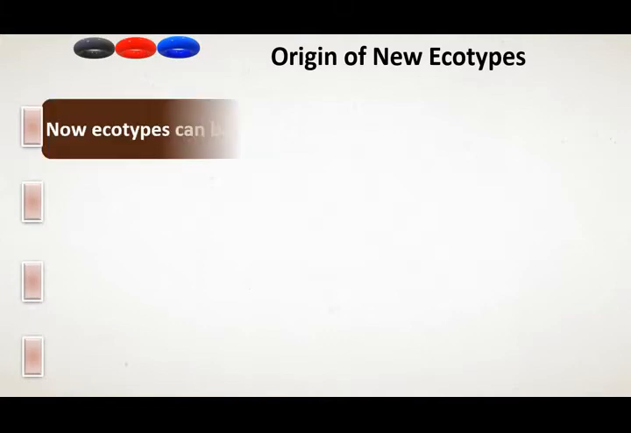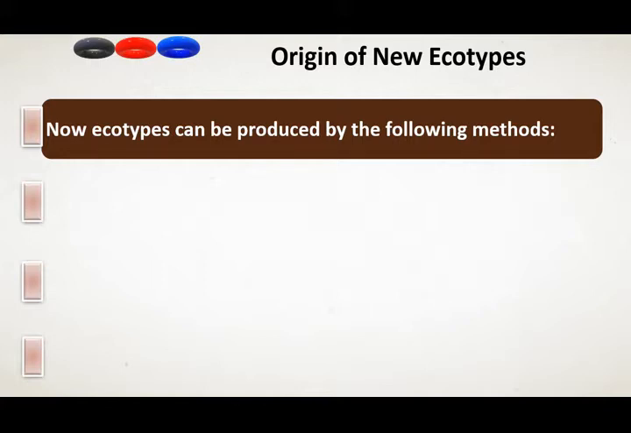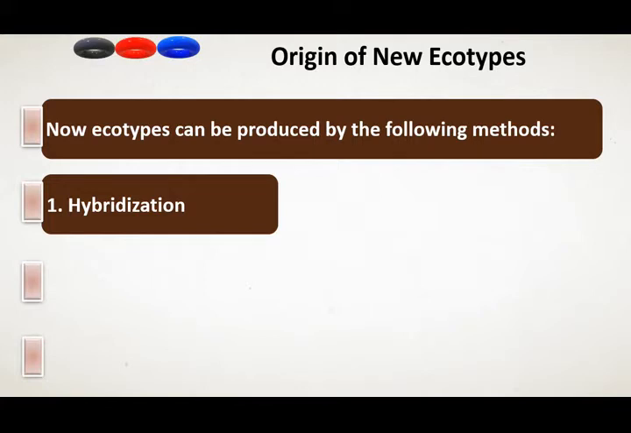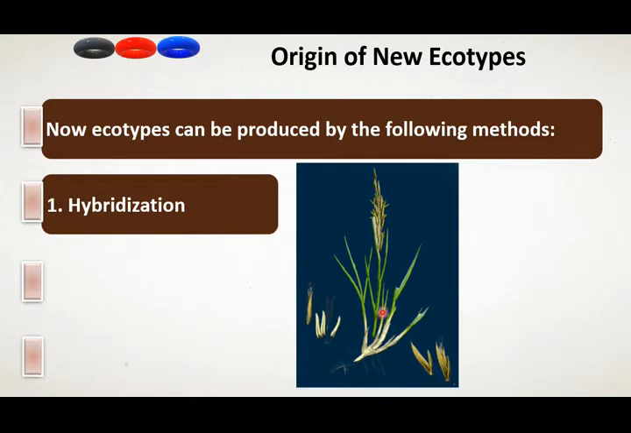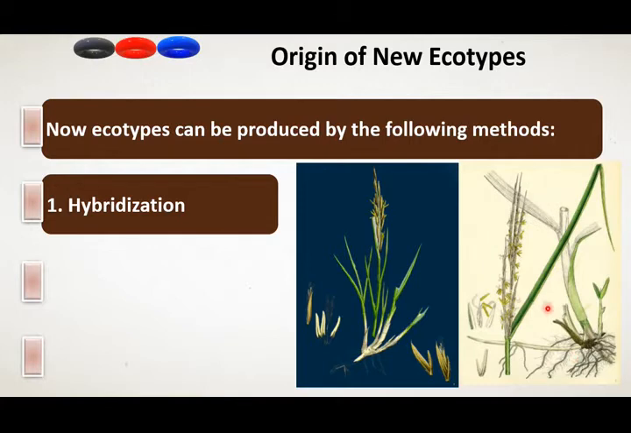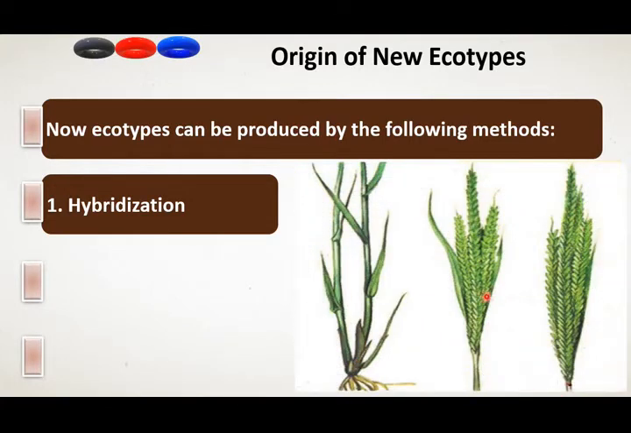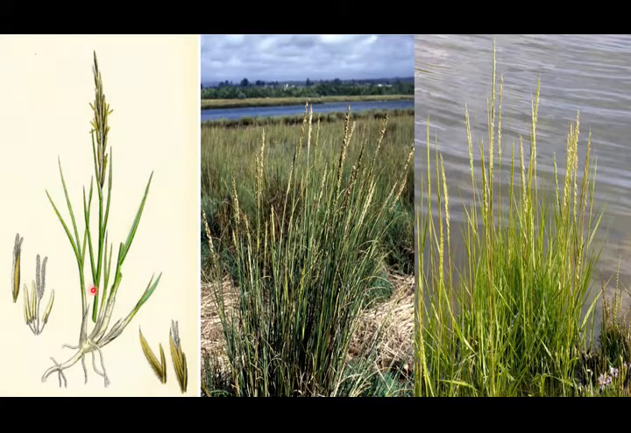Now let us see how these ecotypes originate in nature. There are three methods by which ecotypes might arise in nature. The first is by natural hybridization. It is produced by a natural cross between two species. For example, when Spartina stricta is naturally crossed with Spartina alterniflora, a new hybrid, Spartina townsendii, resulted. Here towards the left is Spartina stricta, towards the extreme right is Spartina alterniflora, and in the middle we have the new hybrid Spartina townsendii. This eliminated both the parents from their natural habitat because it has greater adaptability than the parents.